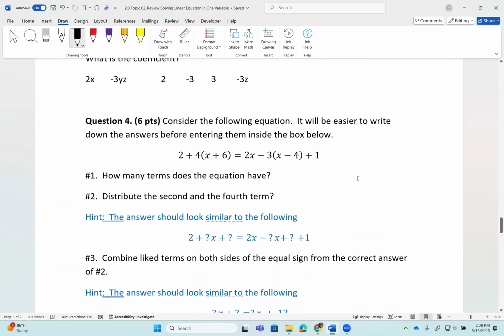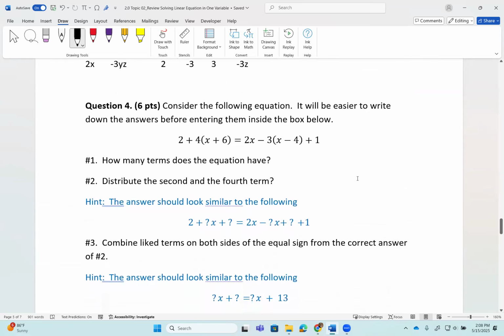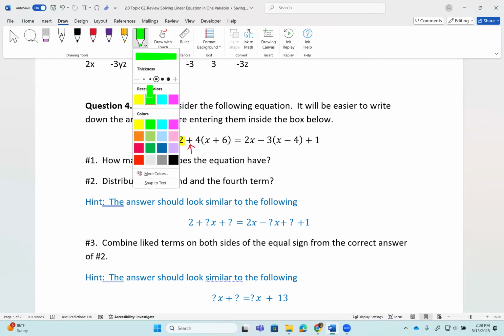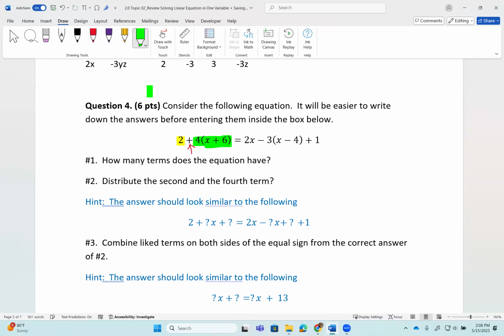Question number 4 is very similar to the one I just did earlier. How many terms does the equation have? Again, we're looking for addition and subtraction signs outside the parentheses to identify terms. So find the equal sign first. On the left side of it, there is one plus sign separating two terms. From the plus to the equal sign, this must be one term. The plus sign goes with the term that follows. On the right-hand side, I see a subtraction sign and a plus sign outside the parentheses. So those 2 signs will separate 3 terms.